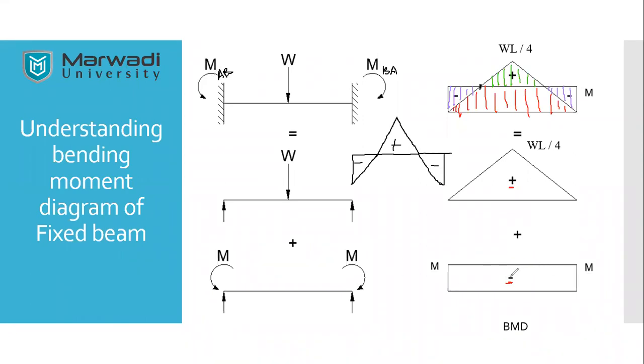But suppose the point load is not symmetrical and is eccentric, then what happens? Sometimes MAB will be greater and MBA will be less compared to MAB. At that time the diagram will not be a rectangle, but rather a trapezoidal diagram. Is it clear? Any doubts, you can ask meanwhile. This is how we draw the bending moment diagram of a fixed beam. Any doubts, anybody, you can ask. I am unmuting all of you.